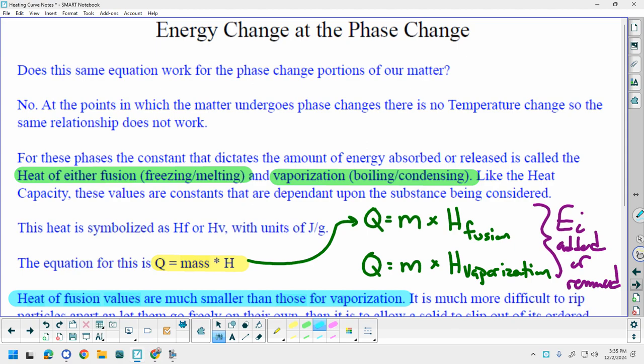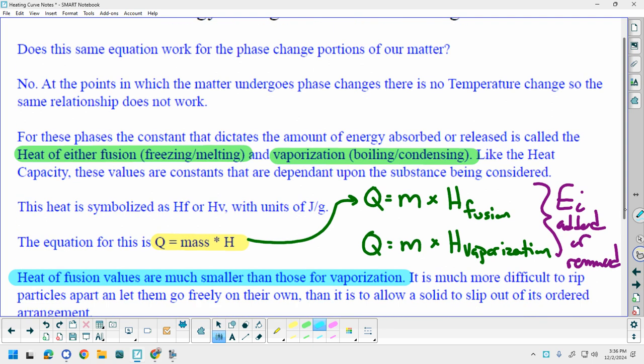This heat is symbolized as HF or HV. As I've written it out here, we could say H fusion or H vaporization. But the equation overall is Q, again, energy being added or removed, equals mass, so how much of the substance still plays a role, and then whatever the heat of fusion or vaporization is for those substances. Those are constant values, just like the heat capacity. And we'll look at those values for water here in just a second. When we're talking about heat of fusion or heat of vaporization, that value for Q is looking at the interaction energy that's either being added or removed from the sample of matter.